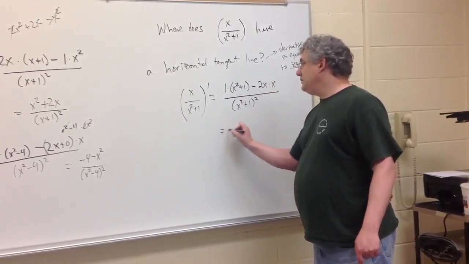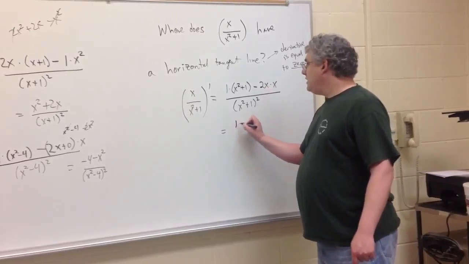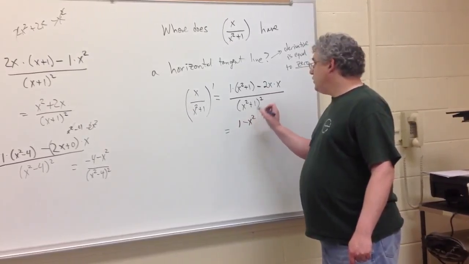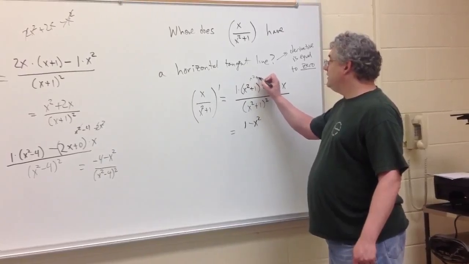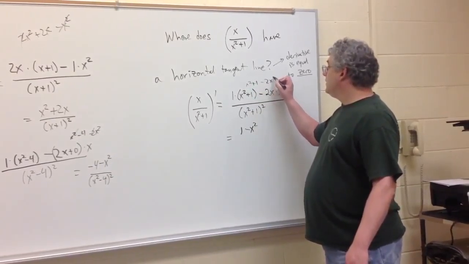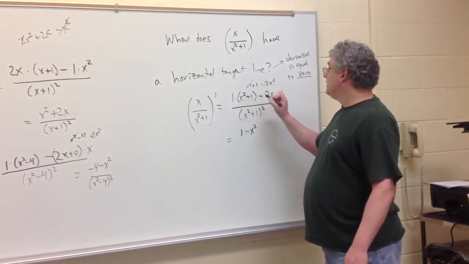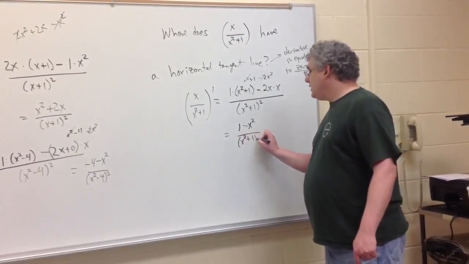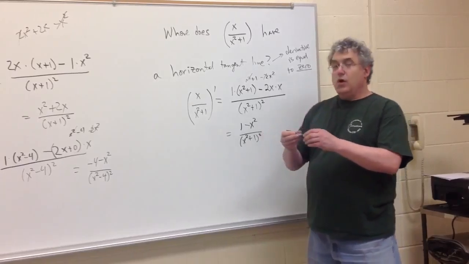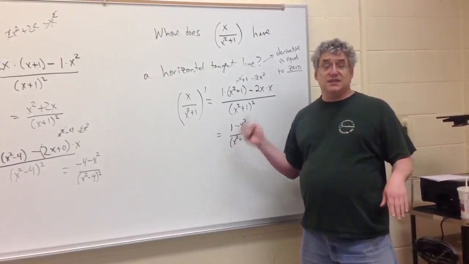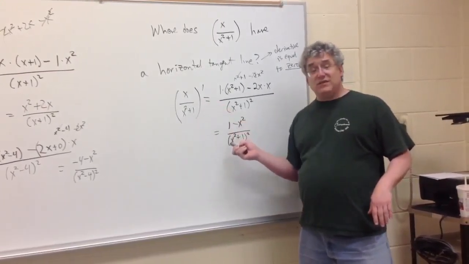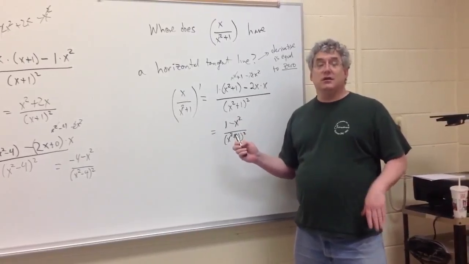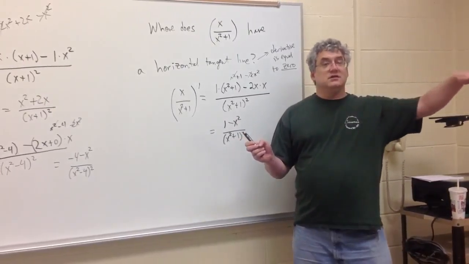I need to simplify the top. I'm going to do it in my head here, but I get 1 minus x squared. Actually, I better not do it in my head. Yep, it's 1 minus x squared over x squared plus 1 quantity squared. Now, horizontal tangent line. I'm not done with this. That is a simplified derivative, but it's not answering the question. Horizontal tangent line. 0 slope.